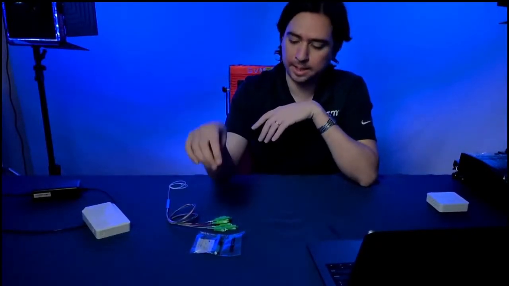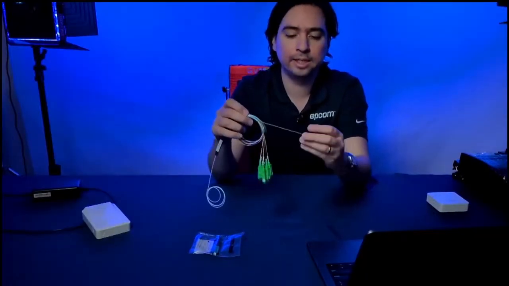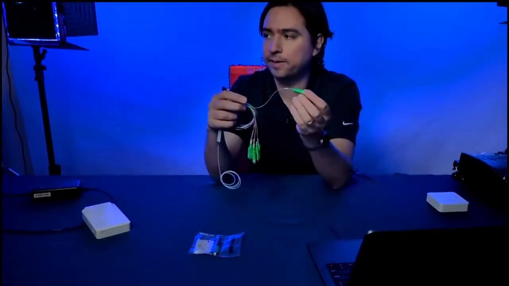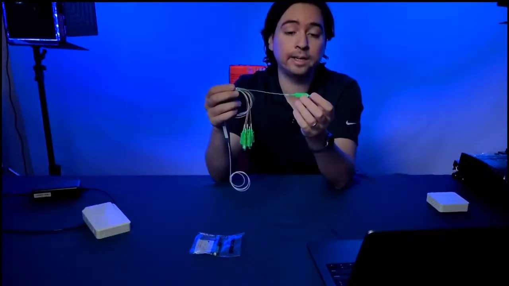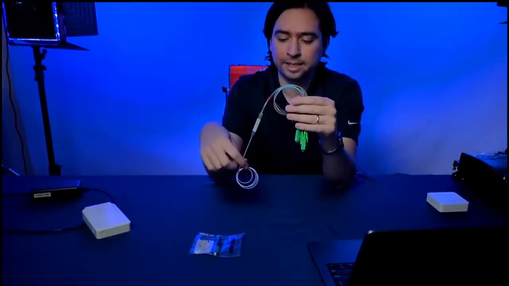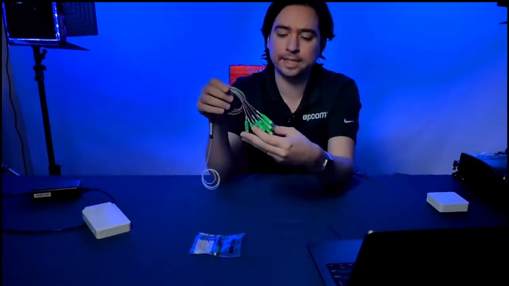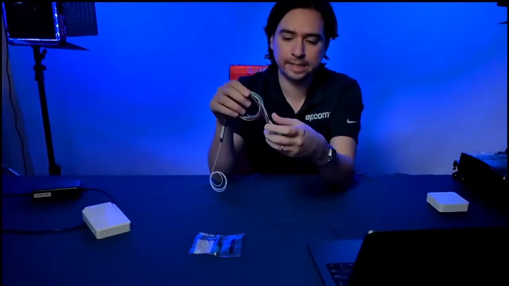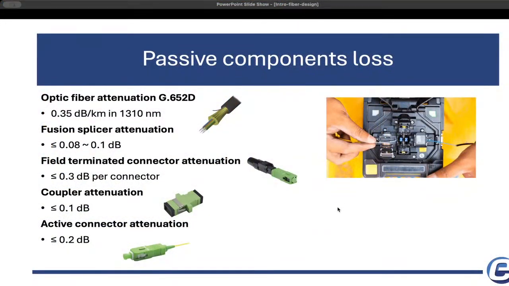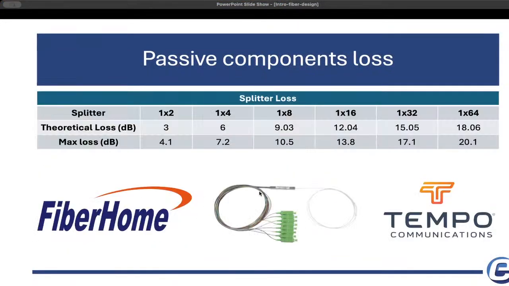But let's say this is a pigtail or a patch cord, a fiber terminated. Splitters have higher loss because you're splitting one fiber up to, this one's 8. So they are 4, 8, 16. I'm going to show you how much we lose for each type of splitter. This is the theoretical and max loss on the splitters. You can see how it goes from 1 to 64.